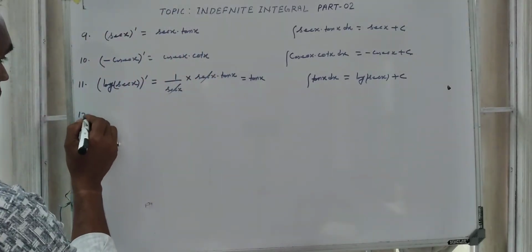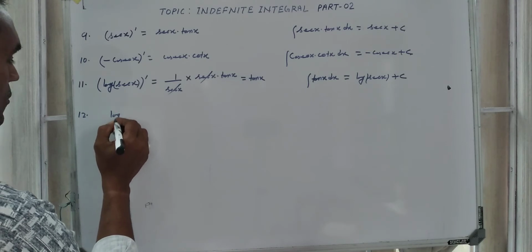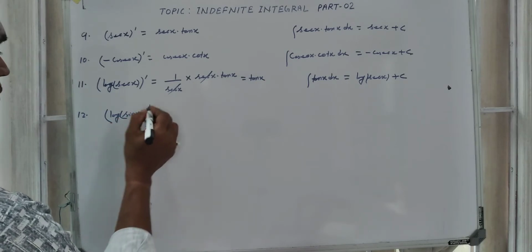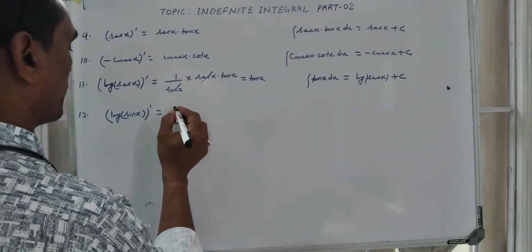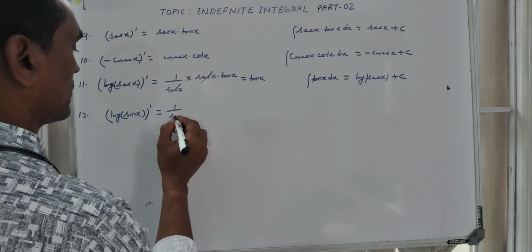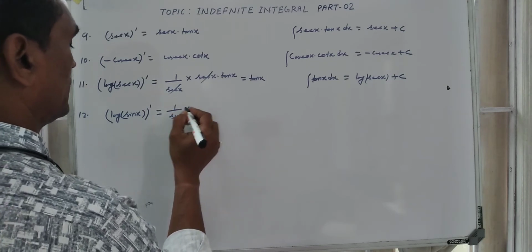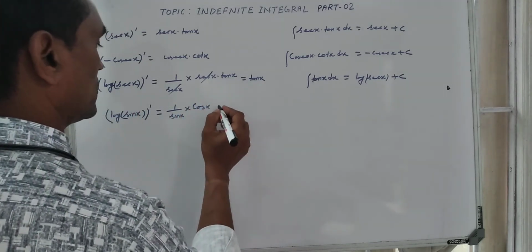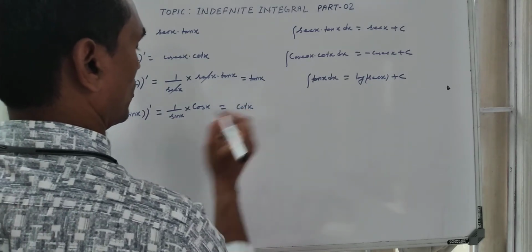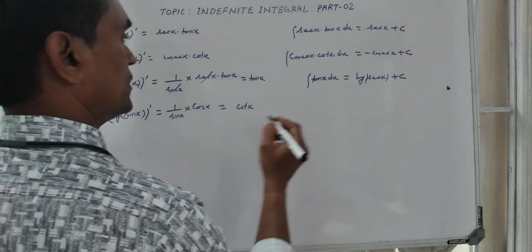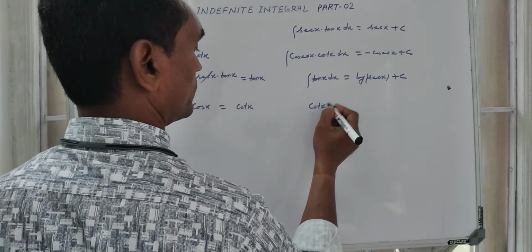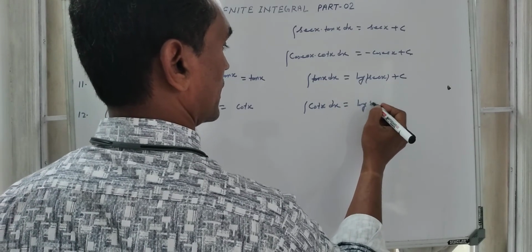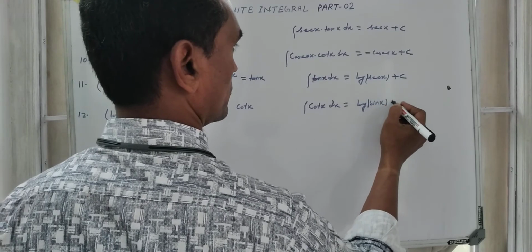Next one, log of sin x. Find its derivative. What is the derivative of log of sin x? Again we apply here chain rule, 1 by sin x and then derivative of sin x, cos x, so is equal to cot x. So integral of cot x is log of sin x plus c.